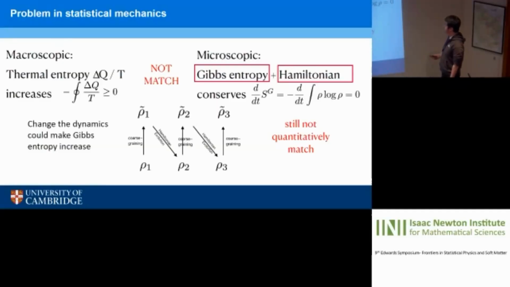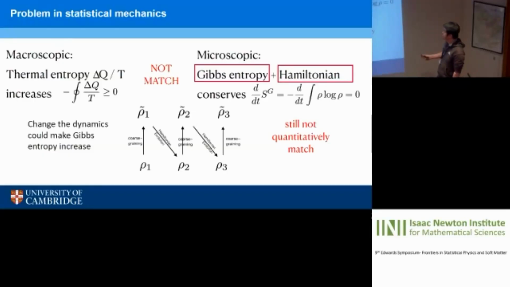And people solve this problem by changing the dynamics, for example, by inserting coarse-graining between Hamiltonian evolutions. Of course, this can make Gibbs entropy increase, but this still does not make them match quantitatively.